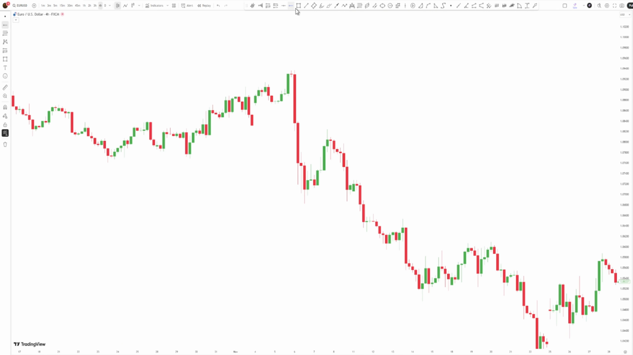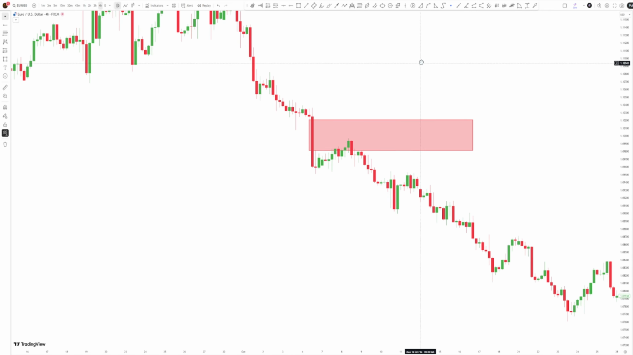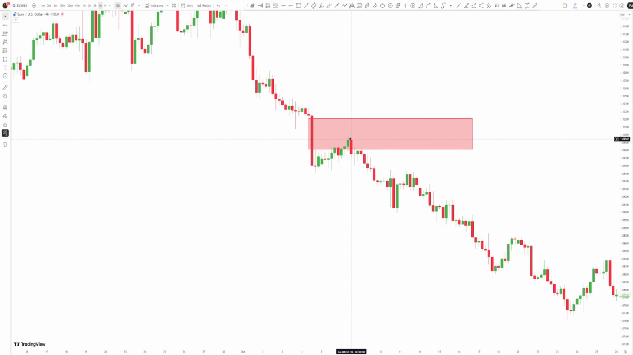Okay, here you can see we have spotted another fair value gap. Sorry, not this. Here you can see we have spotted another fair value gap, which is now a bearish fair value gap. And you can see that the price came inside the fair value gap and ended up reversing to the downside.